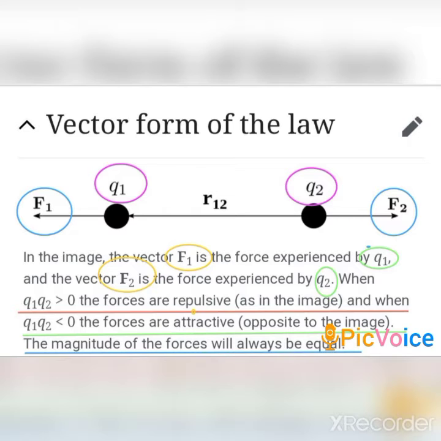Two conditions we have: Q1 multiplied by Q2 is greater than 0. It means the force acting between them is repulsive. And Q1 multiplied by Q2 is less than 0. It means the forces are attractive. We can discuss it briefly on the next page.